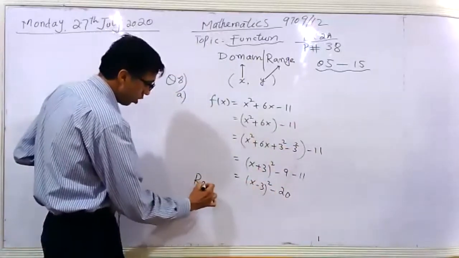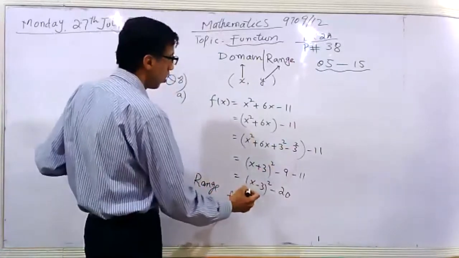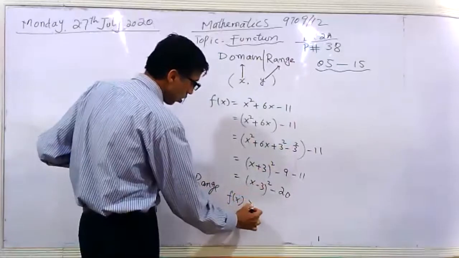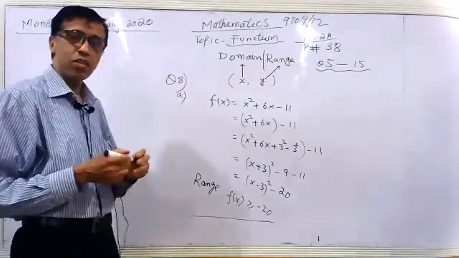The range would be what I have told you in the last question. What if the equation is in this form? Whatever the value of this bracket digit would be the range of this function. So in this way, you will have to do the questions, question number 5 till 15.